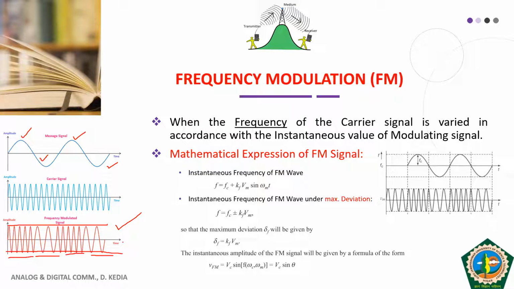Fine, that is one point. Another point is, again and again I am saying that the frequency of the carrier is changing. Say the original frequency of the carrier is FC. So this frequency of the carrier is either increasing or decreasing. And we know that the amount by which my carrier frequency deviates is called the frequency deviation.